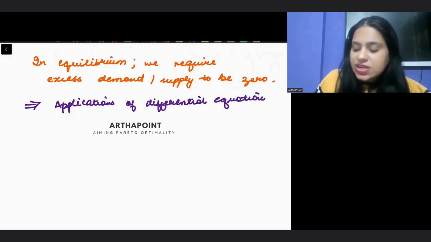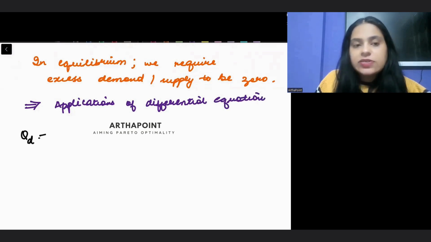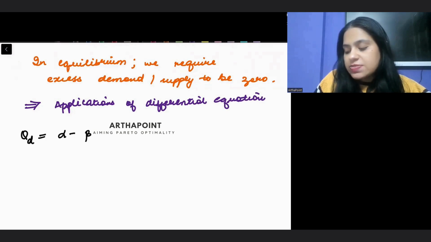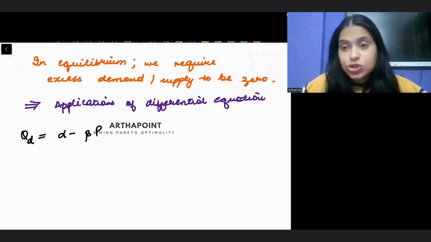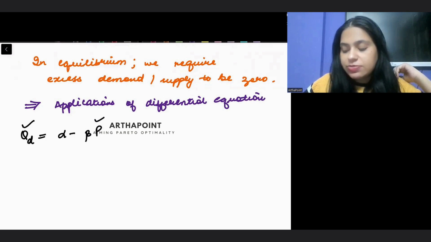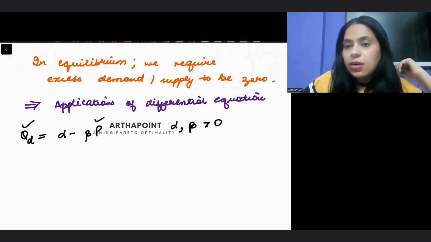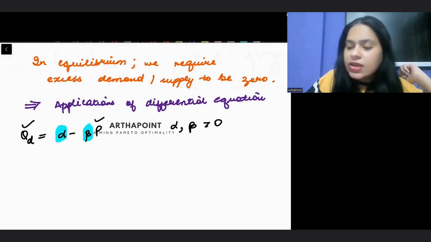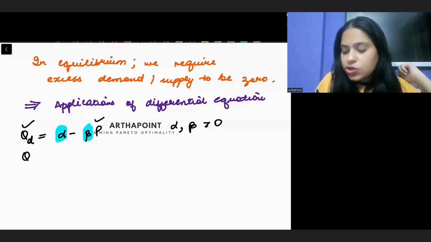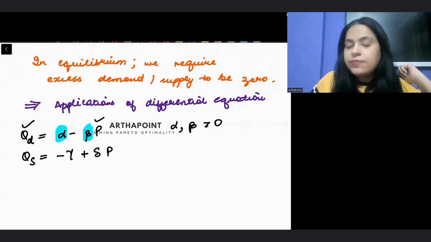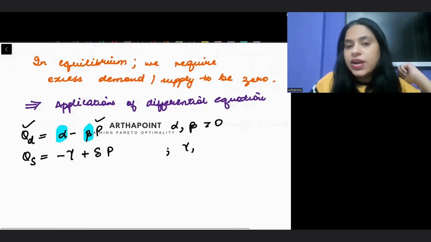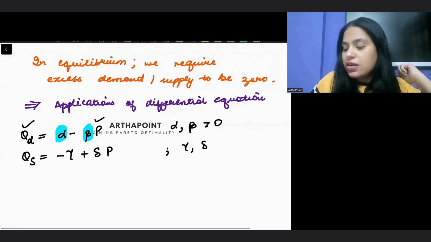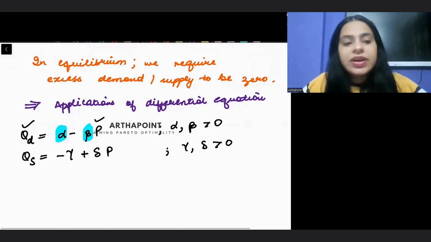Let's say that the equation of the demand curve can be written as alpha minus beta p. There is a negative relationship between quantity demanded and price. And I have assumed that alpha and beta are both positive. Similarly, I'm going to write the equation of the supply curve, which is minus gamma plus delta p. And here I assume that gamma and delta are greater than 0.